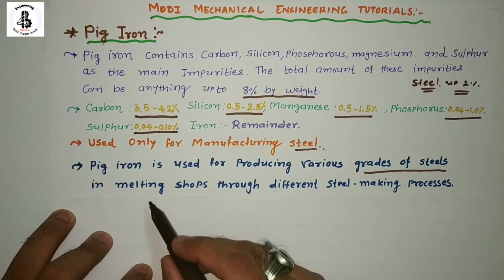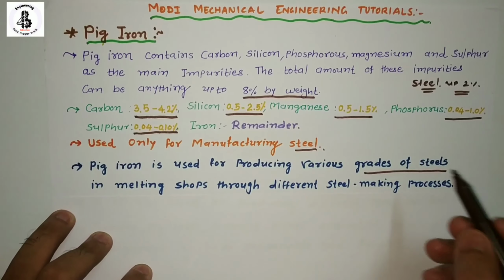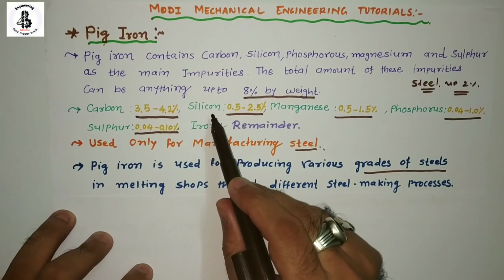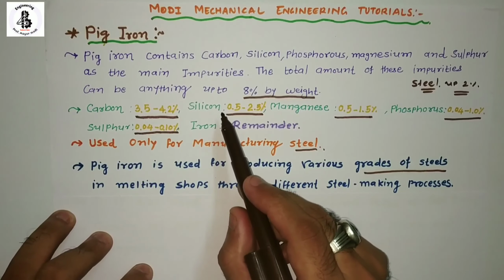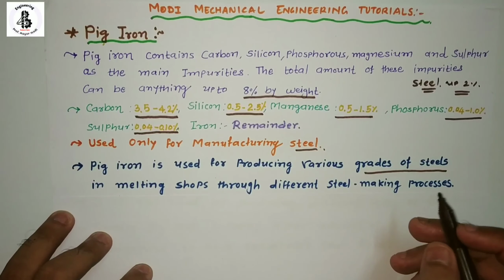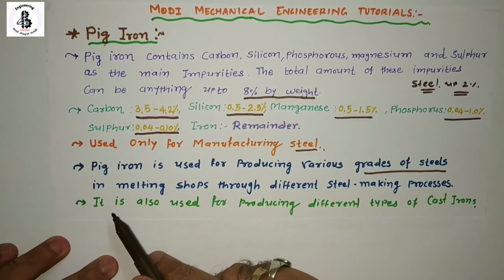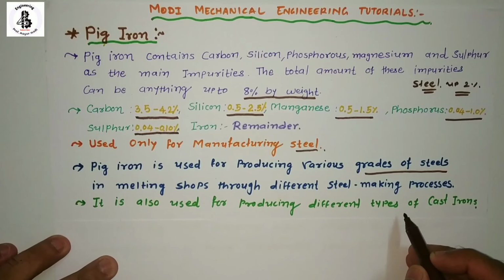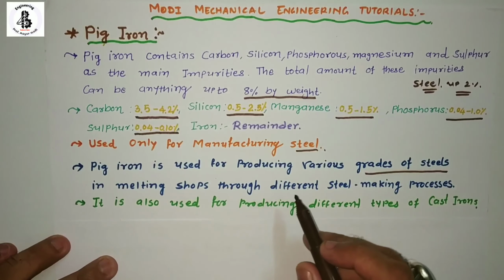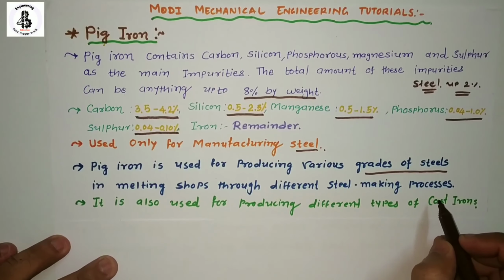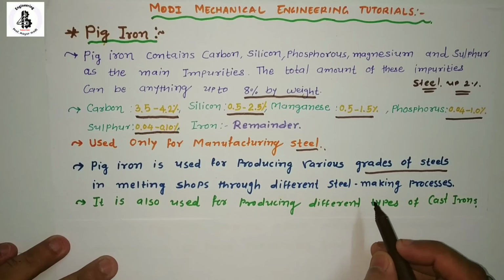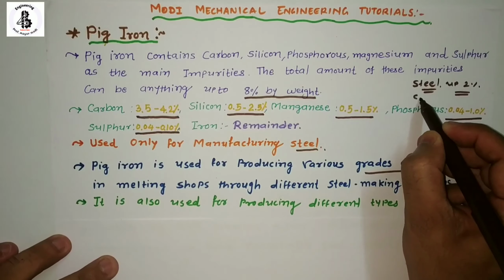In the melting shops, different kinds of steels are made according to the weight percentage of carbon, along with some proportions of other alloying elements like silicon, manganese, phosphorus, sulfur and many more, as per the requirements of the application. It is also used for producing different types of cast irons. So it is one kind of raw material for the production of all the cast irons and steels. As per the iron carbon diagram, pig iron acts as a raw material for producing steels as well as cast iron materials.